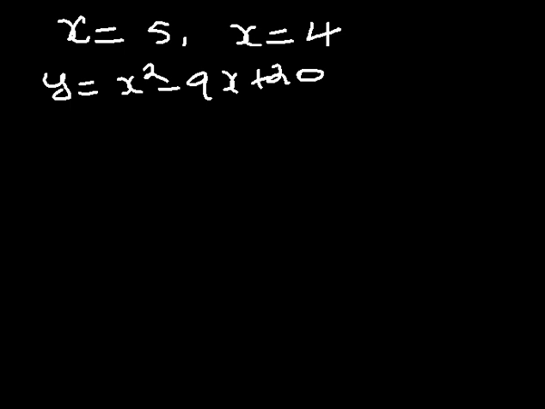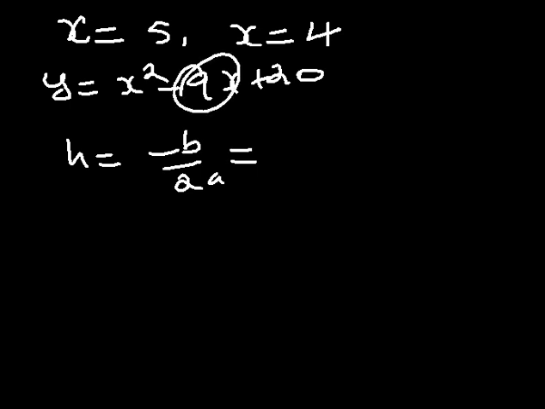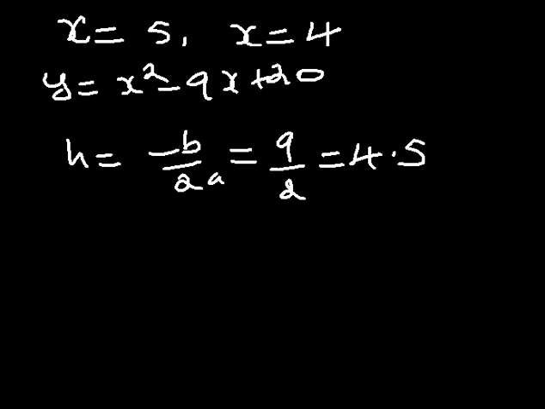Then what we need is the vertex, and since the value of a is positive, it means the graph is concave upwards. Now we need the vertex. The vertex is given as h equals negative b over 2a. We have negative 9 as b, and with the negative it becomes a positive 9, divided by 2 times a, that is 2. So we have 4.5. That is the x coordinate at the turning point.